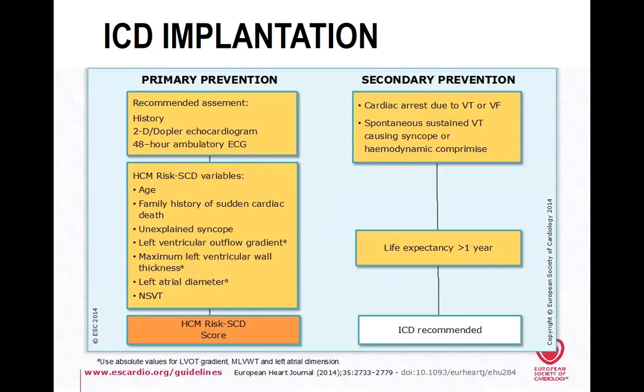ICD implantation, primary prevention recommended. You look at Doppler echo and 24-hour Holter monitor. HOCM risk of sudden cardiac death: age, family history of sudden cardiac death, unexplained syncope, left ventricular outflow gradient, maximum left ventricular wall thickness, left atrial diameter, and non-sustained VT. This is how you go for risk. But if the patient has a history of cardiac arrest or sustained VT or hemodynamic compromise with life expectancy more than 1 year, you go for ICD implantation.